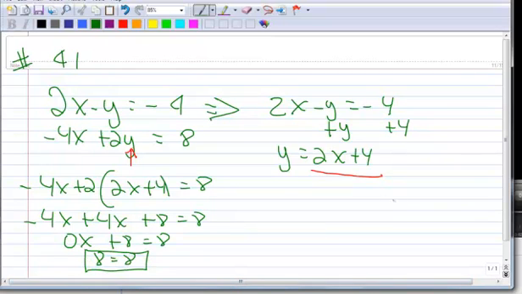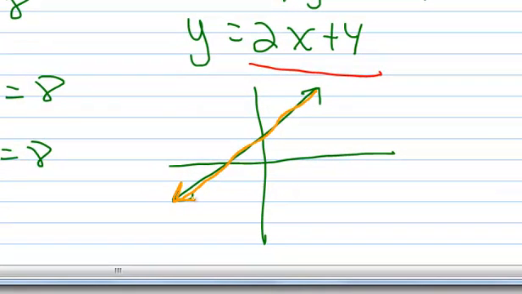I could graph this if I want to, and I'll let you go ahead and do that. But if you graph that, you're going to find there's one line, and then you're going to find your other line on top of it. When we do that, we end up with a dependent system. We know we've got an infinite number of solutions. The way I remember that is 8 equals 8 is a true statement, so that helps me remember that this is infinite solutions.